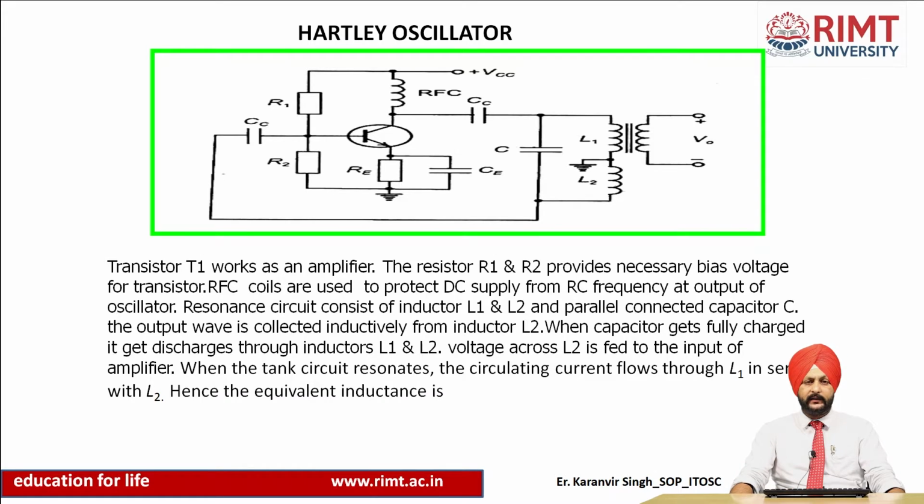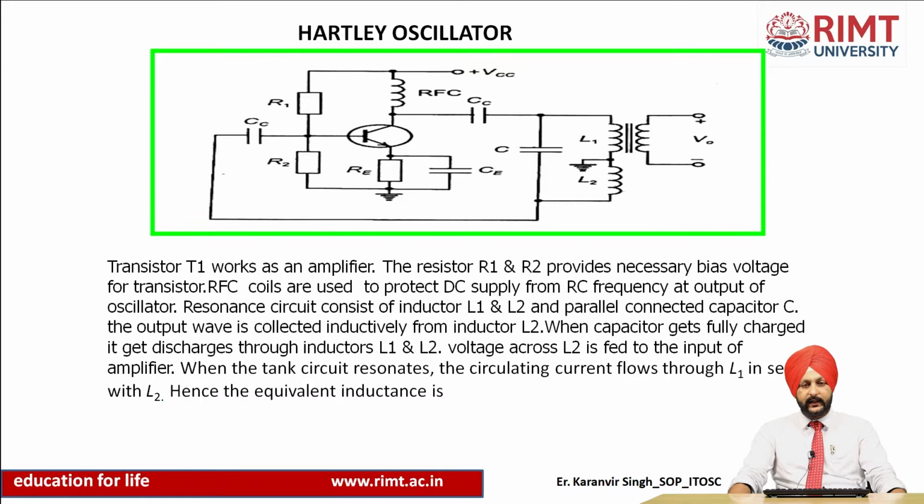There is another type, the Hartley oscillator. Here again R1, R2, the emitter resistance and emitter capacitance, and the collector capacitance are the components used for circuit stabilization. Here the resonance circuit consists of inductors L1 and L2 in parallel with the capacitor C. The output wave is collected inductively from the inductor L2. When the capacitor is fully charged, it starts to discharge through the path L1 and L2, and the voltage across L2 is fed to the input of the amplifier.